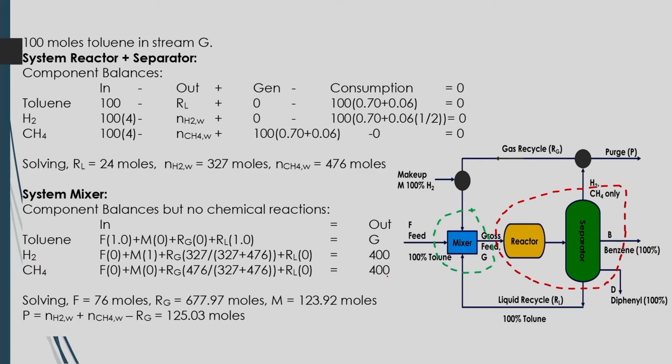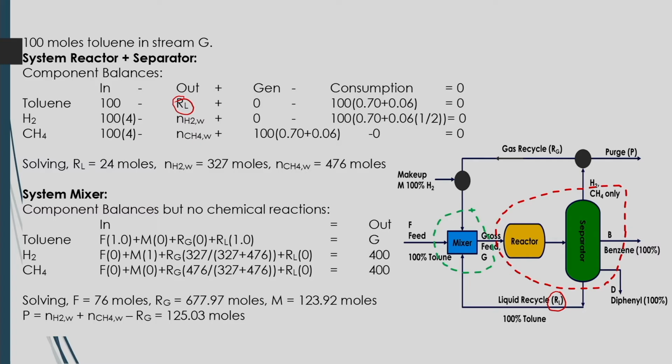If we consider toluene first, what will be the input of that toluene? It is given that toluene is coming as 100 moles as G. So, we can write here toluene as 100 in. Then, what will be the output of that toluene? Since from this system toluene is coming out as a recycle, this recycle amount is considered as RL. Since it is not known to you, we are keeping that symbol RL for that amount. So, 100 minus RL. Now, then plus generation.